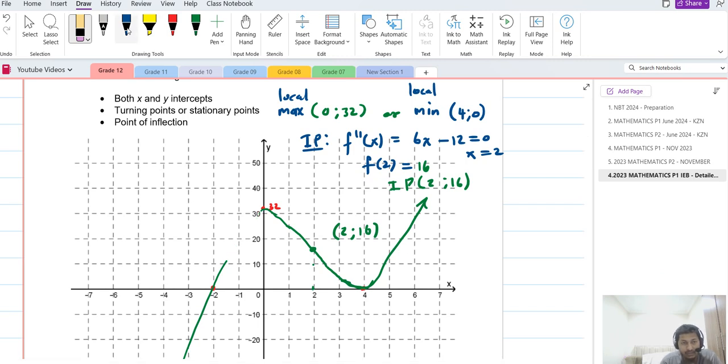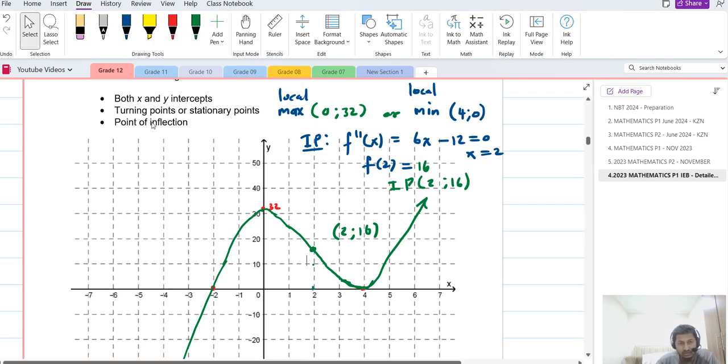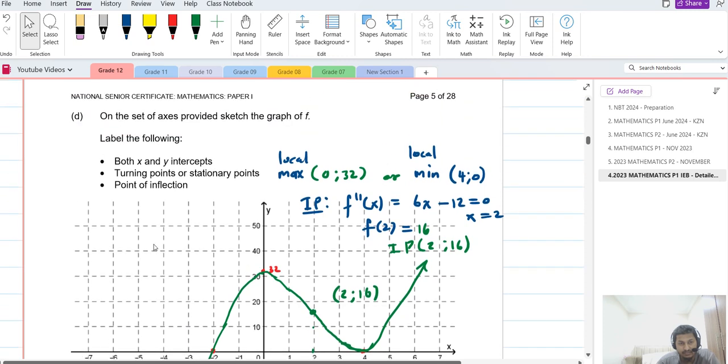Remember, an inflection point represents a concavity change, so we can see the concavity is changing from here. It becomes concave up and concave down. So I hope you guys understood that. So we got points of inflection, both the x and y intercepts. Label the x and y intercepts. So we need to label.